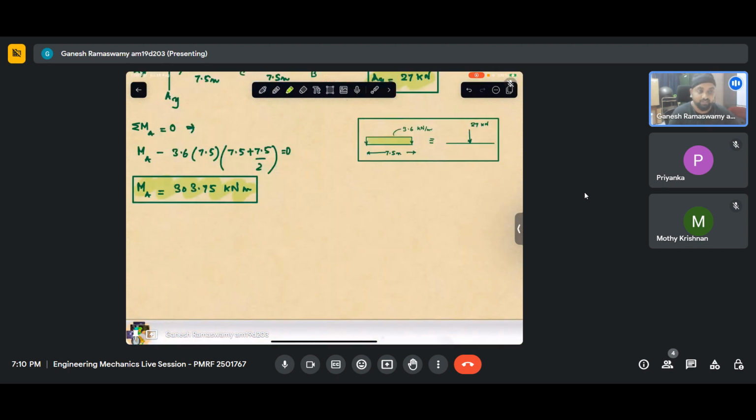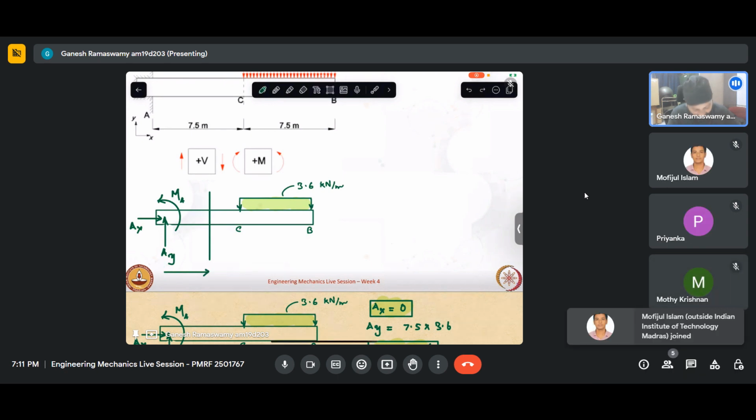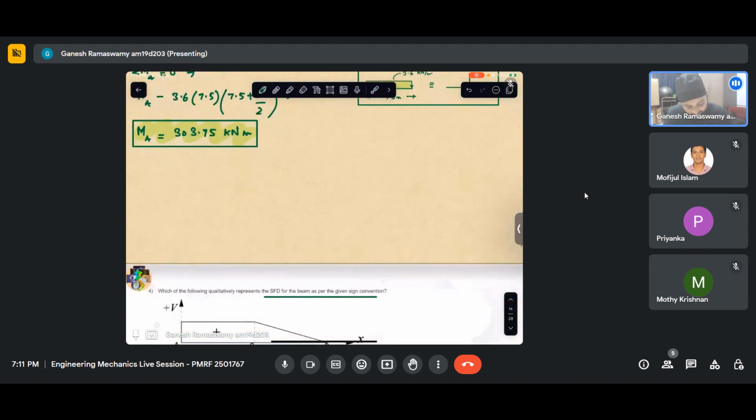Now we just have to take one section, the same drill. We'll take a section at a distance x. We'll be required to take two sections here. One is varying from 0 to 7.5, the second one varying from 7.5 to 15. So let us do that. For x from 0 to 7.5, that is portion AC.